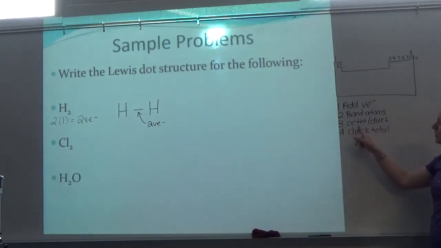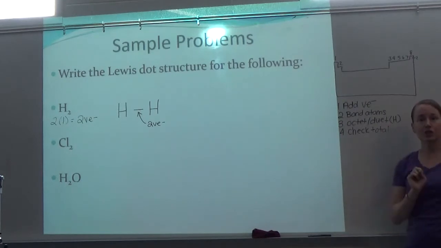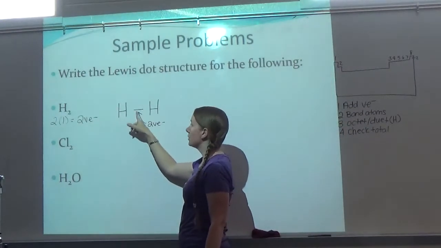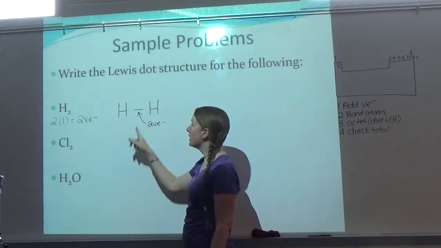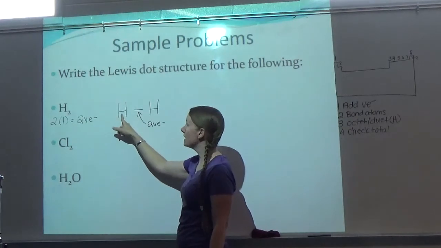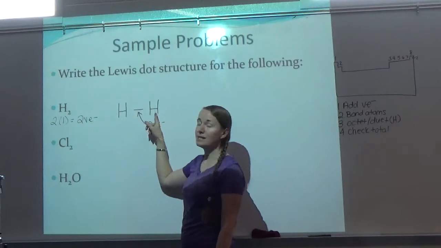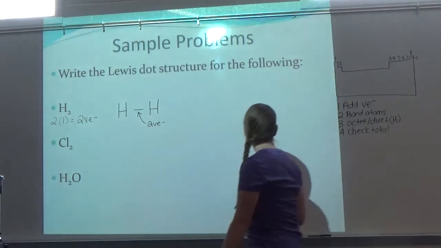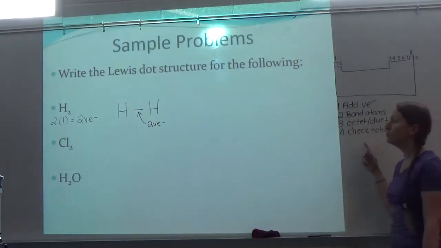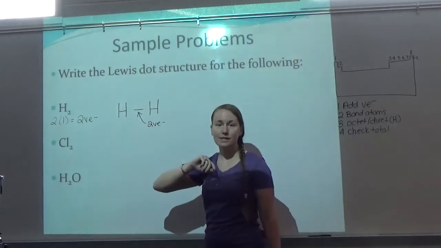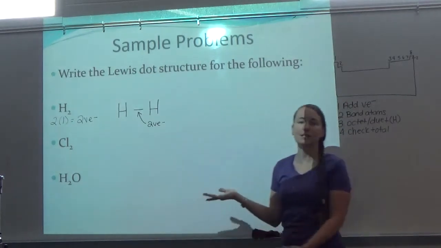Step 3 is make sure everybody has an octet or a duet. Well, hydrogen, here I'll put hydrogen next to it to remind you, hydrogen follows the duet rule, which means it needs 2 electrons. So remember, anything in the bond is shared. It belongs to both atoms. So that means there's 2 electrons that belong to this hydrogen, so it's stable, it has a duet. 2 electrons belong to this hydrogen, it's stable, it has a duet. So then step 4 is check your total. I'm allowed to have 2 valence electrons. I have 2 valence electrons. Now H2 is obviously the easiest possible one to do.